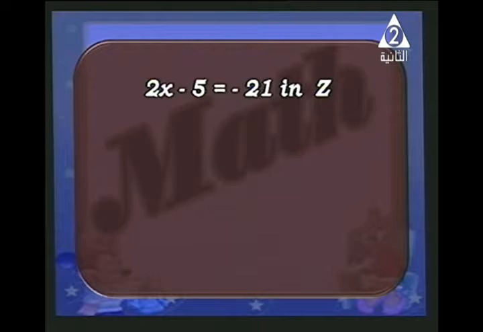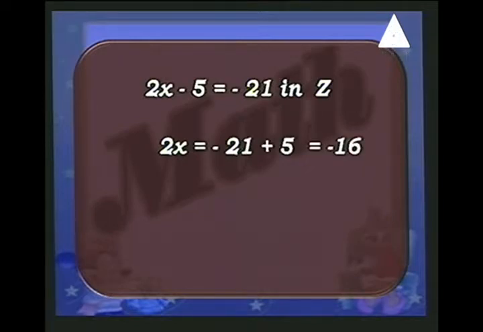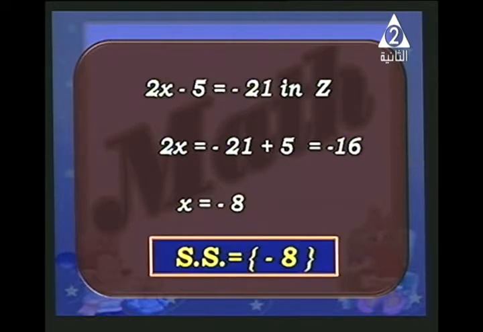Another example. 2x minus 5 equals negative 21 in z. Can you find the value of x? Of course, yes. By adding both sides by 5, so 2x equals negative 21 plus 5 to obtain a result as negative 16. Then 2x equals negative 16, then x equals negative 8. So we can say that the solution set is negative 8.